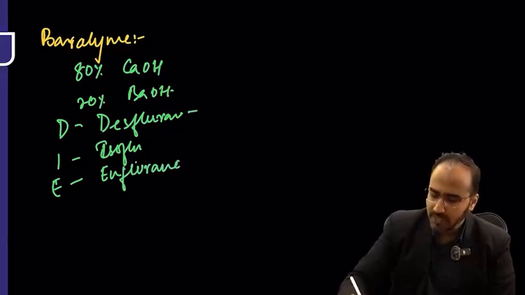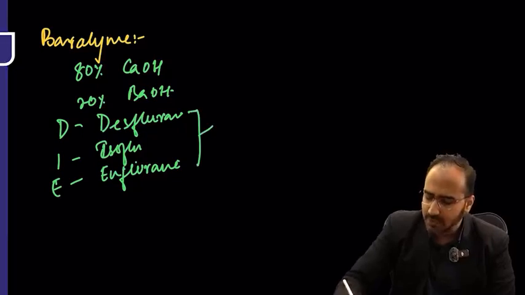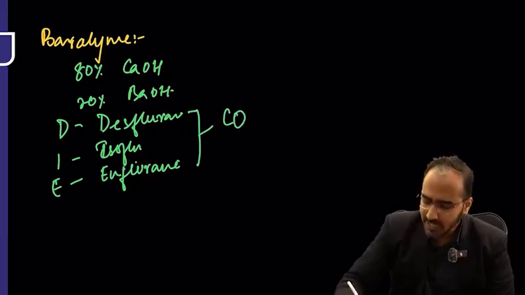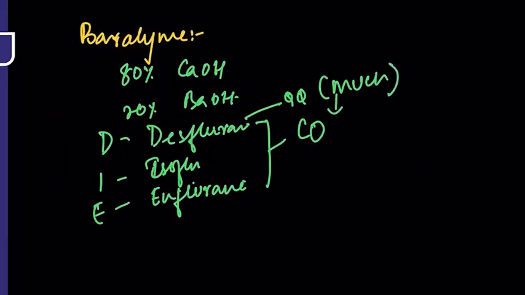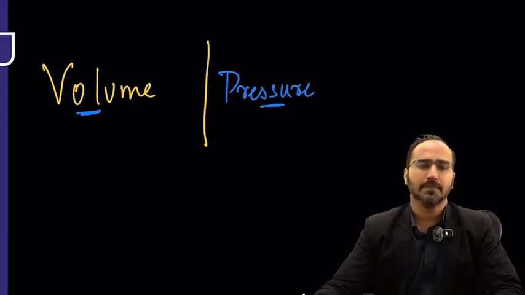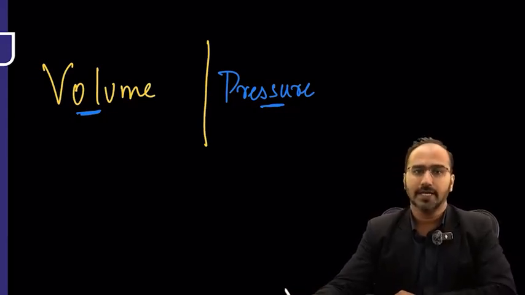Why? Because they react with baralyme to produce carbon monoxide, and the agent that produces the most carbon monoxide is desflurane. Much carbon monoxide is seen with desflurane. Okay? That's regarding soda lime and baralyme. Let us now start with a brief review of ventilators.